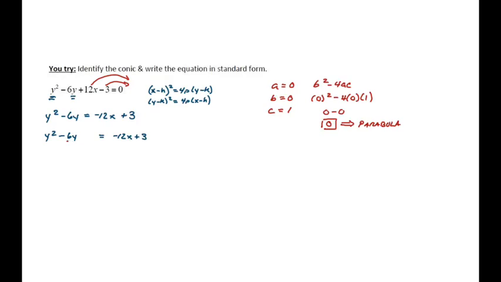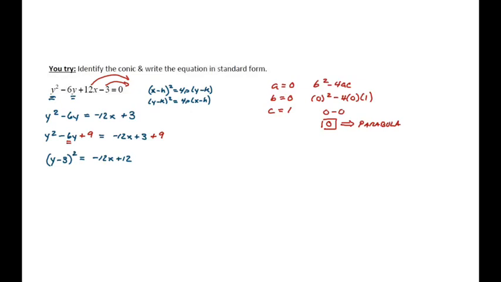And what you would do is take half of 6, which is 3, and square it, and you get 9. So now the left side is a perfect square, y squared minus 6y plus 9, that factors into y minus 3 quantity squared, and if I combine like terms on the right side, I would get negative 12x plus 12. And we are almost done with this one, writing it in standard form.